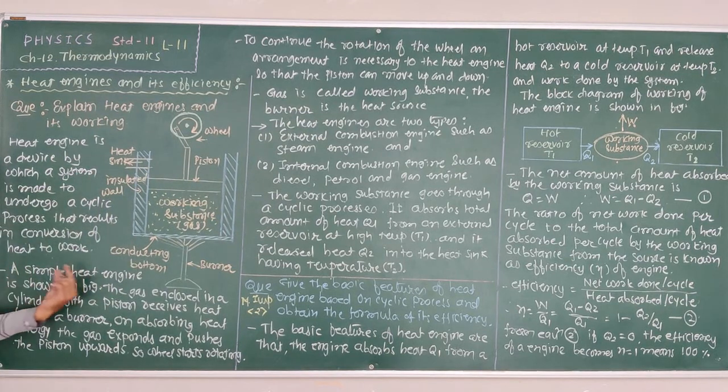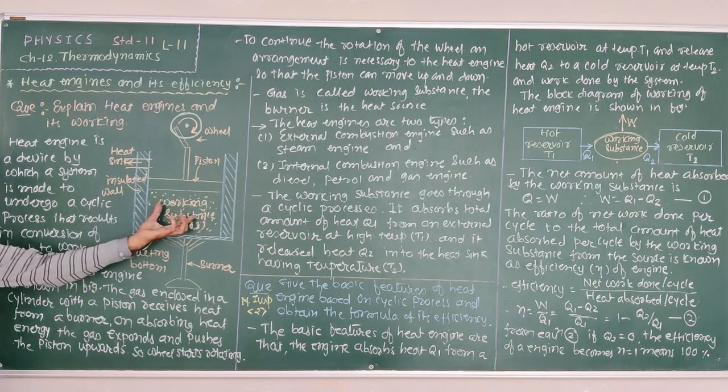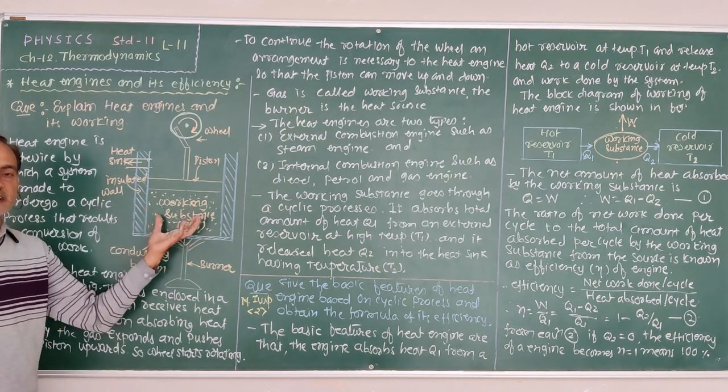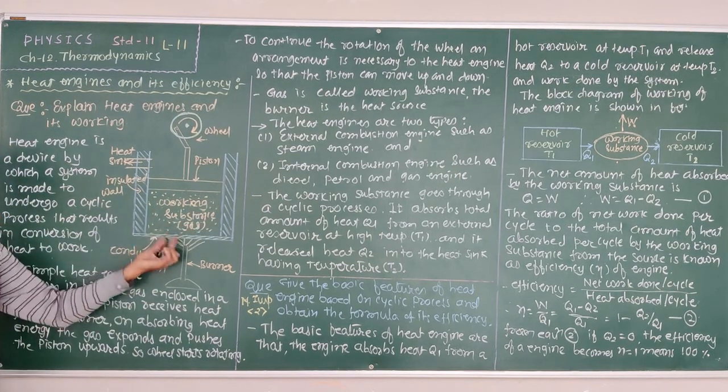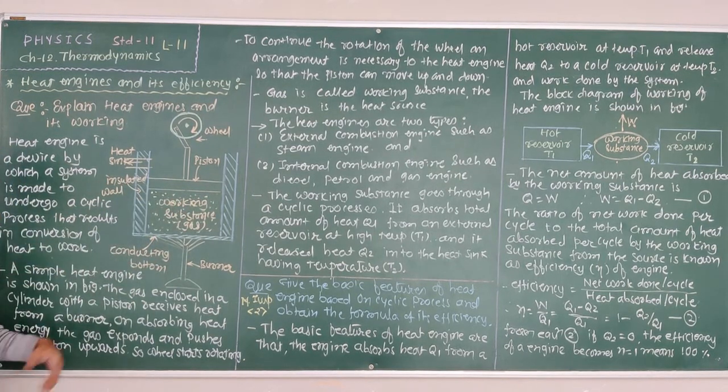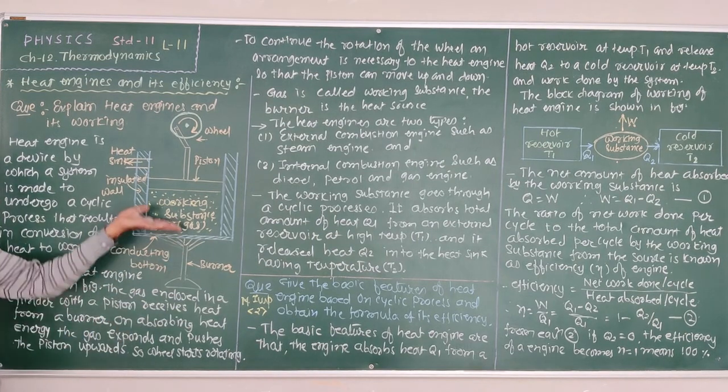Now, a simple heat engine is shown in the figure. The gas is enclosed in a cylinder with a piston. Here the gas is taken as the working substance, filled in a piston cylinder. This working substance, the gas, receives heat from a burner. On absorbing the heat energy, the gas expands and the piston pushes up.